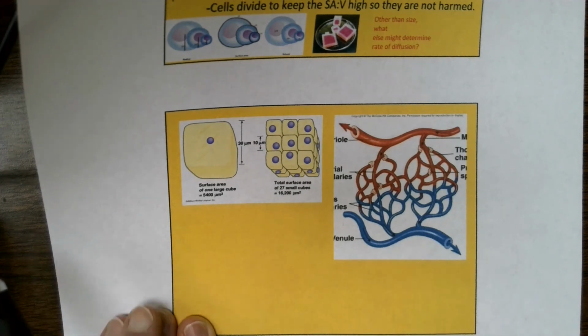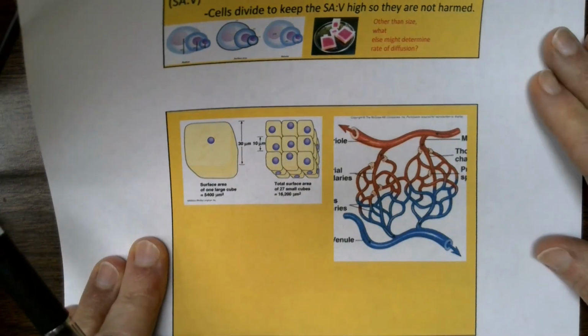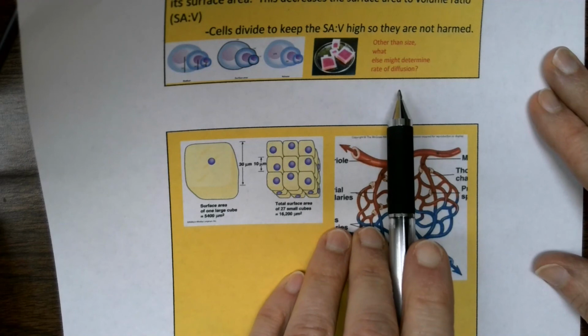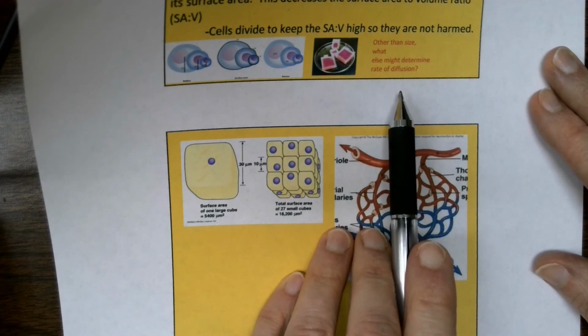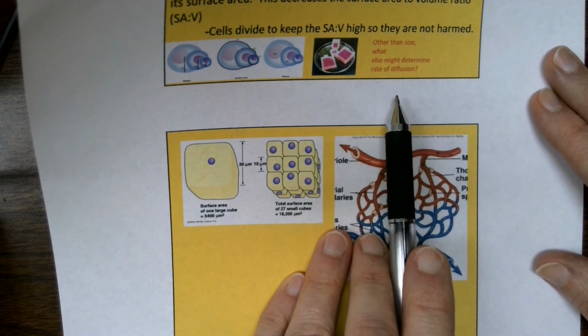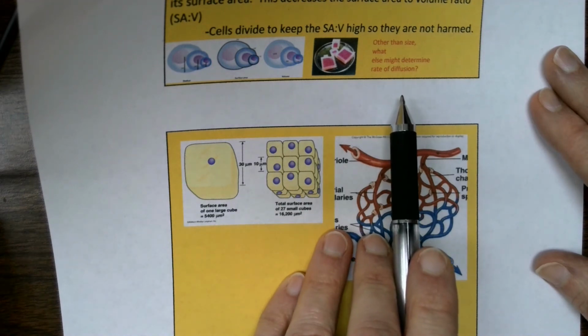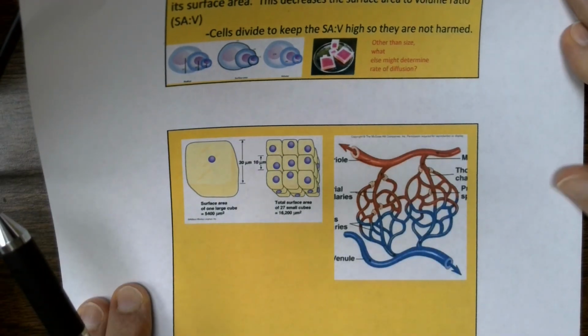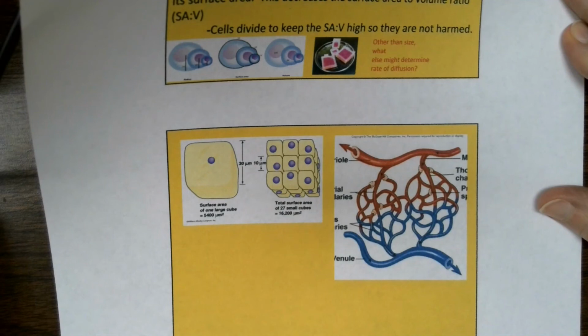There's some other things besides size that can determine the rate of diffusion, and that's just kind of asked of you here. So just for a real quick explanation of a couple things. Temperature of the environment. So if we were doing a diffusion lab, temperature can play a role. Shape of the cell. The steepness of the concentration gradient.